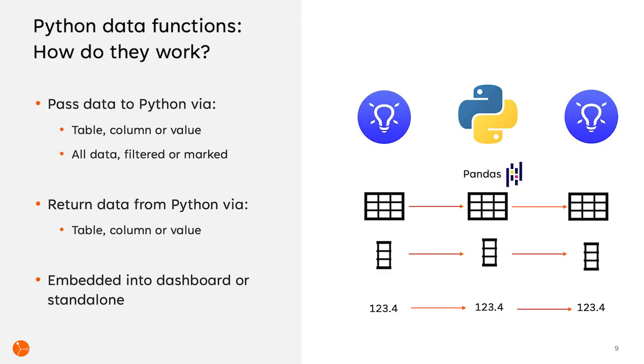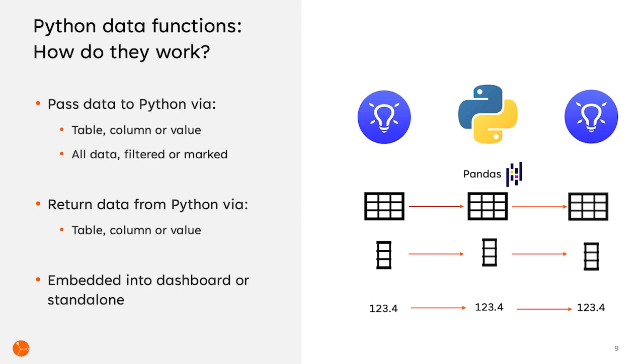Right, so how do these Python data functions work? Basically you've got data in Spotfire, and you can send that to Python, do something in Python, and then return that data back. And when you're passing data in, you can either pass a table of data, so a Spotfire data table, or... and when that appears in Python, it becomes a pandas data frame.